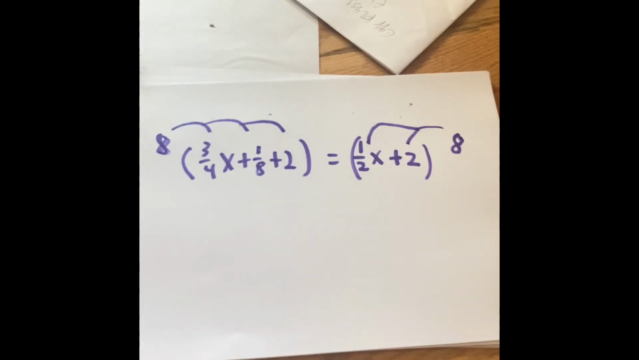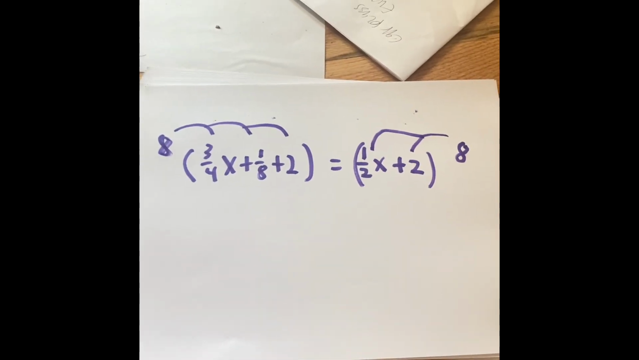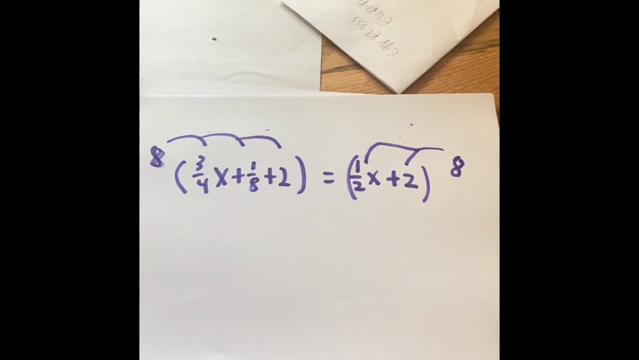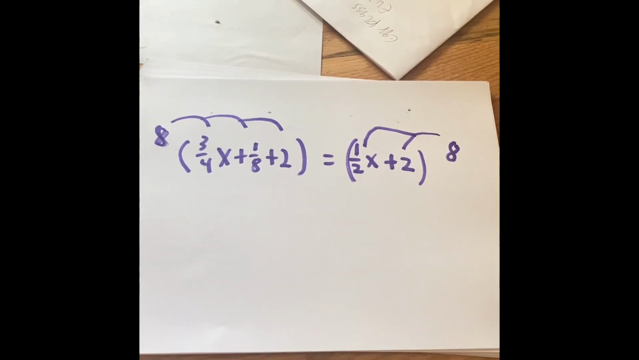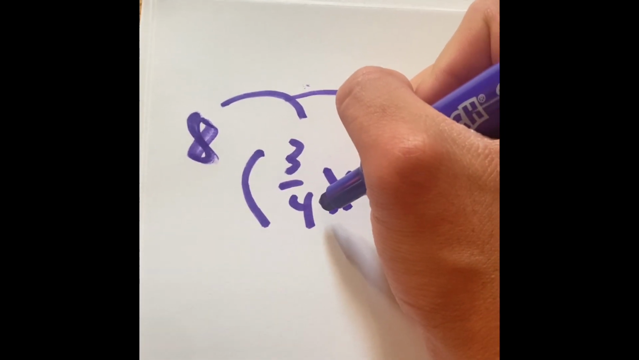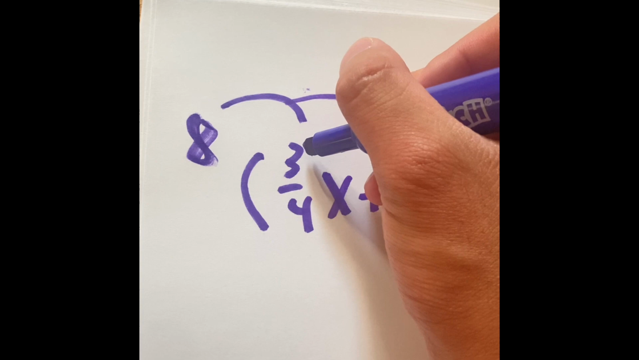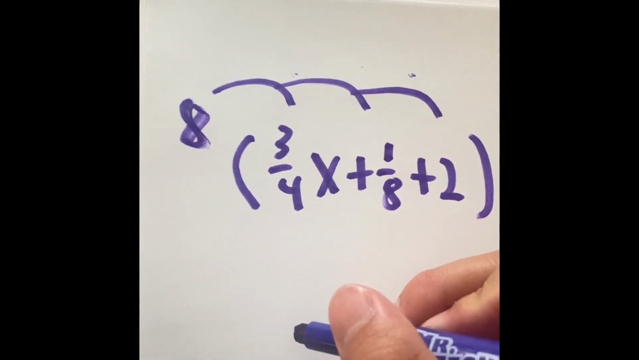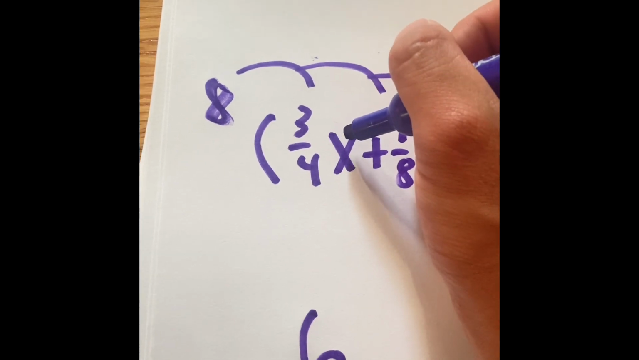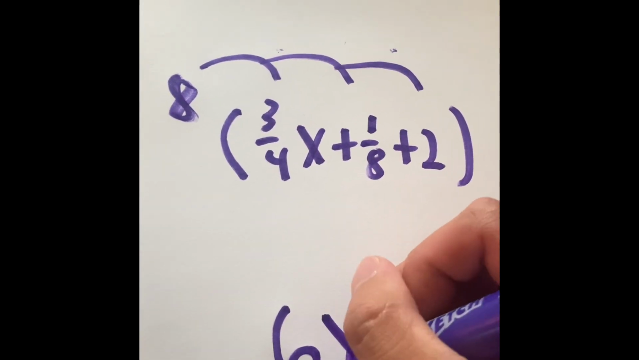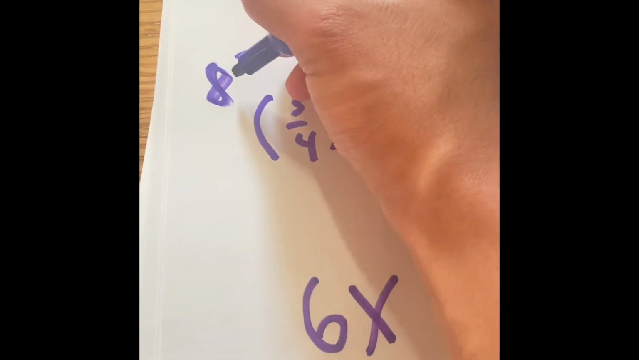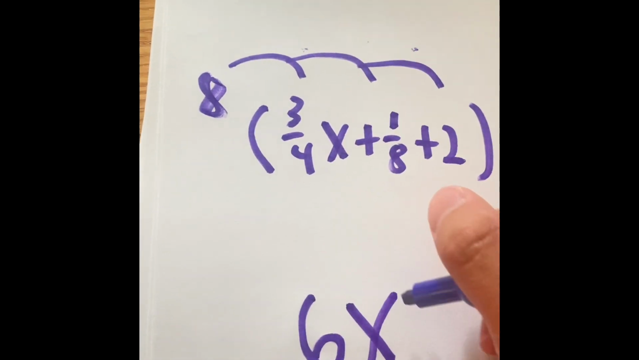So let's get destroying. And that is why it's called fraction busting, because we've got to bust the fractions. Let's get started. So 8 divided by 4 is going to be 2. Multiply that by 3, 2 times 3 is 6. And since we had a variable, we put it as 6x. You see what we just did? 3/4 of 8 will represent 6.